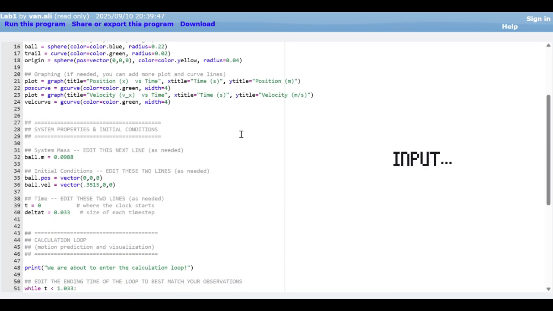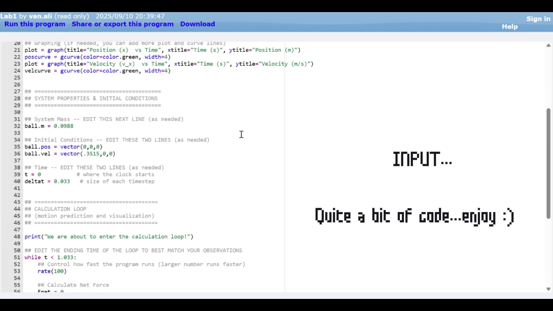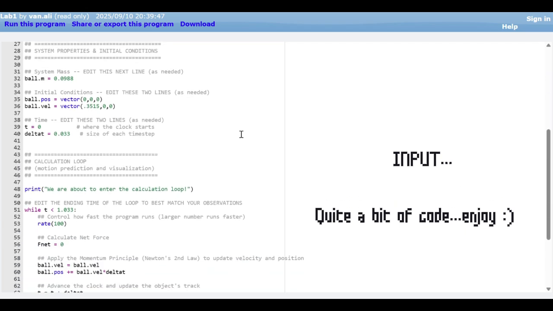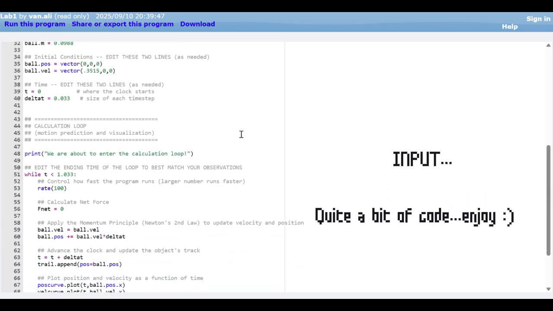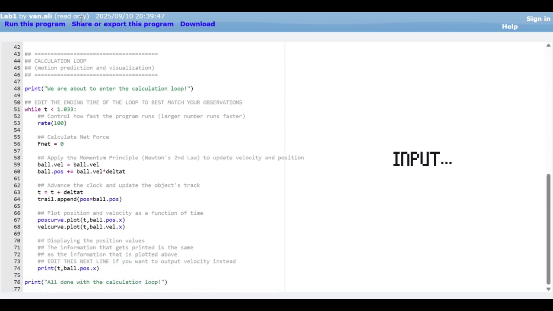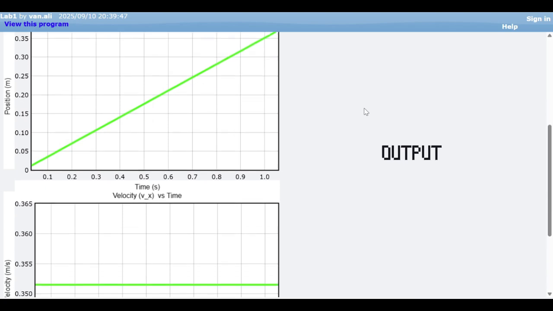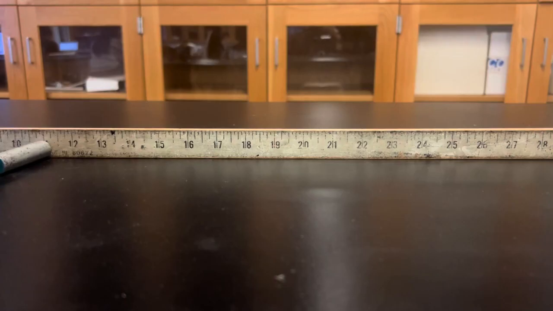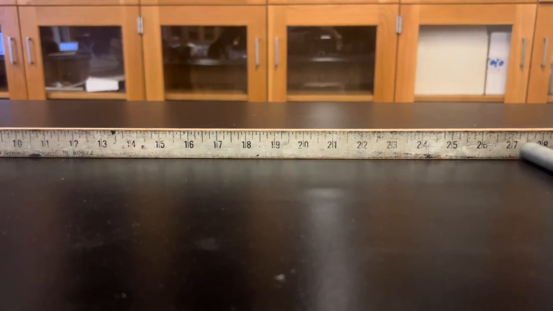My observed position data started at nearly 0 and increased gradually as time passed. For example, at 0.033 seconds, the observed position was about 0.0106 meters, and by 1 second it had grown to about 0.302 meters. The motion was smooth and linear, suggesting that the object was moving at a constant velocity.